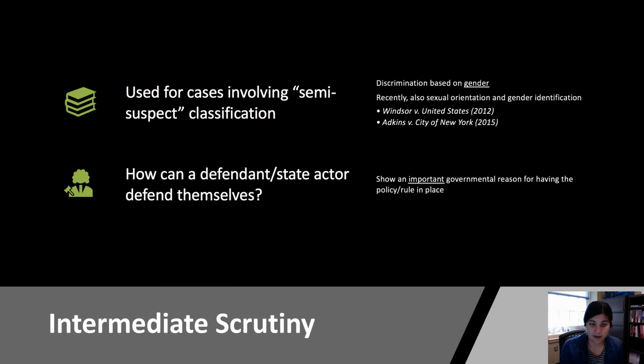In the prior scrutiny level of strict scrutiny, we said that they had to be able to show a compelling government reason in order to defend themselves. So you might think, what's the difference between compelling and important? The difference can be described as: compelling interest means they must show, important reason means they should show. So just to give you an idea of the difference.